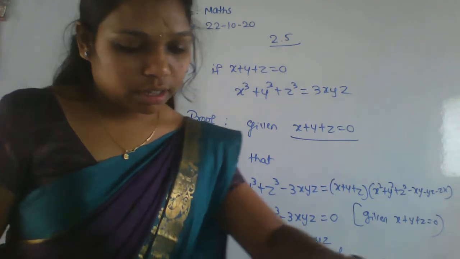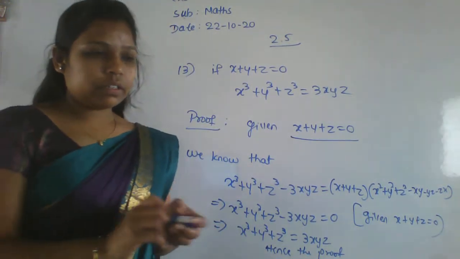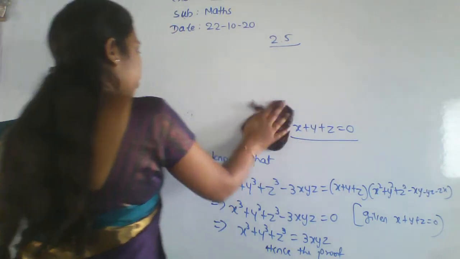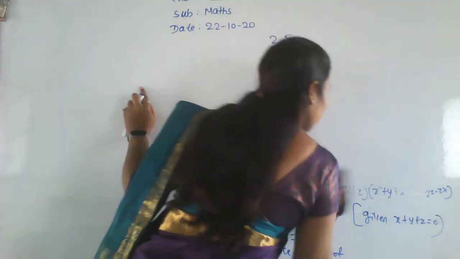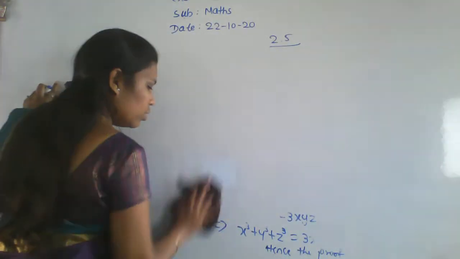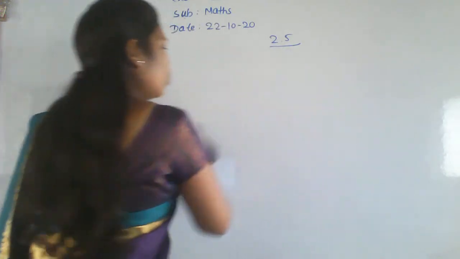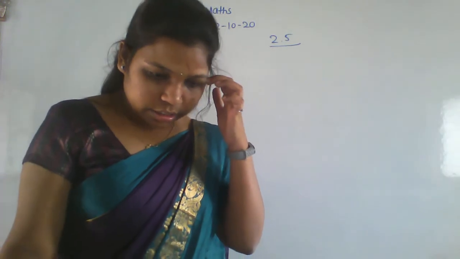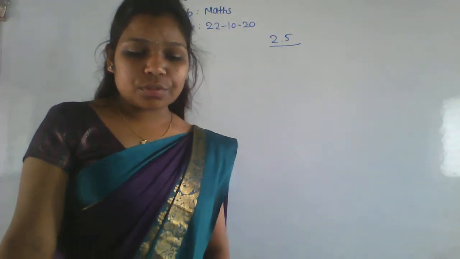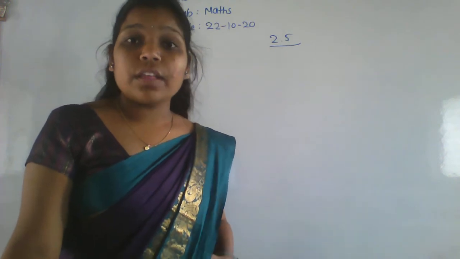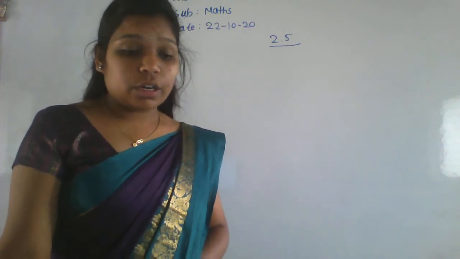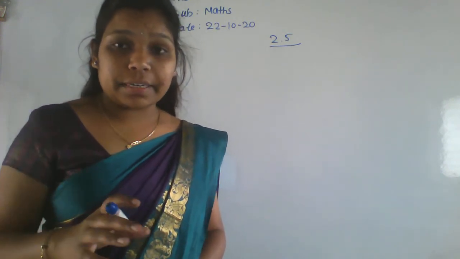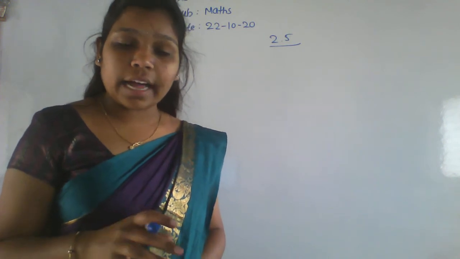Next, go for the 14th one. What they given here? The 14th one is: without actually calculating the cubes, find the value of each of the following. Don't find the cube value here. Without doing that direct multiplication, without finding the cube's value, we have to find that answer here.